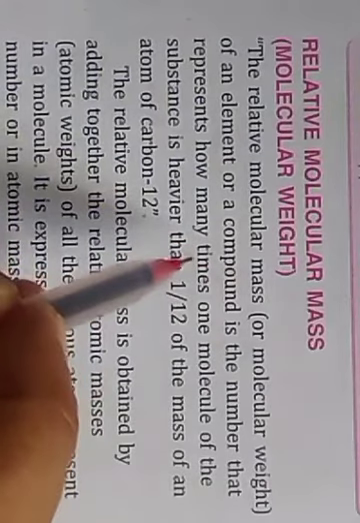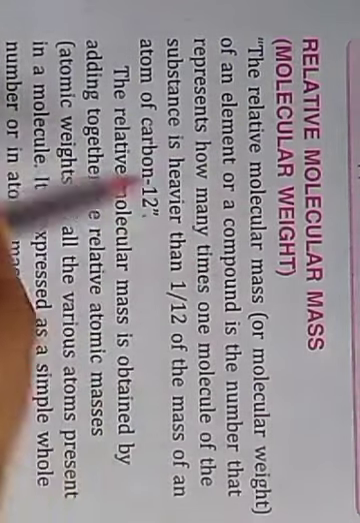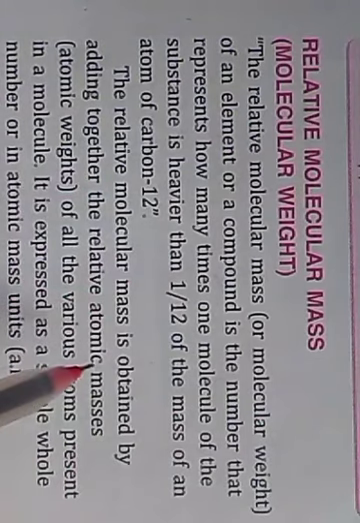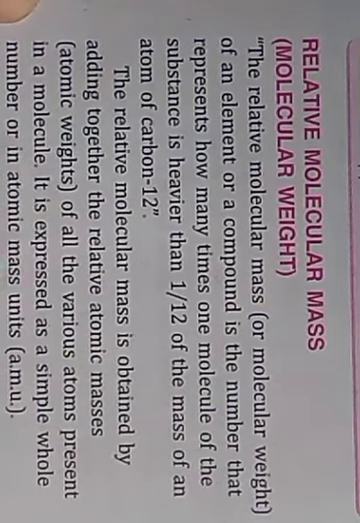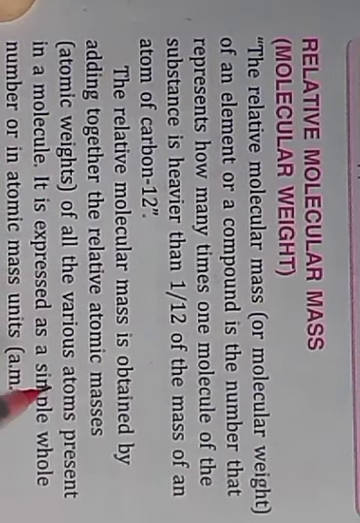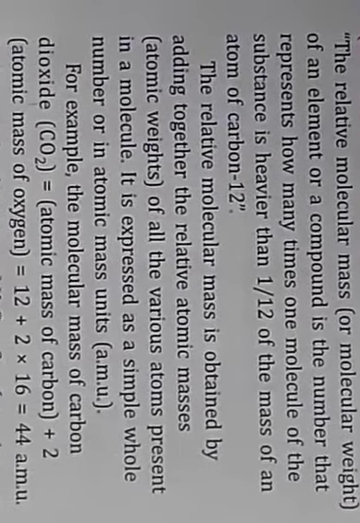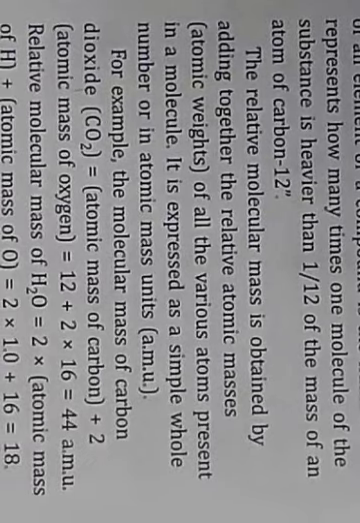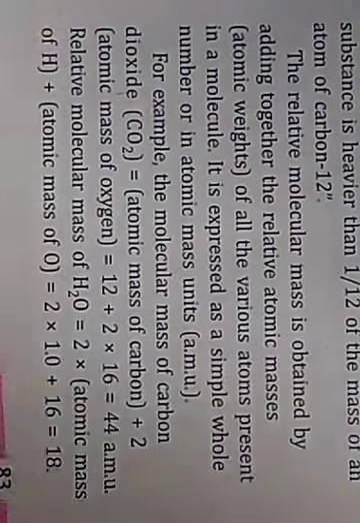But this is generally used in the definitions. This is used for the definition of the relative molecular mass. But the relative molecular mass of a molecule can be obtained by adding together the relative atomic mass of all the various atoms present in a molecule. Simply, we can add the total relative atomic mass of the various atoms which are present in a molecule. Let's see an example.